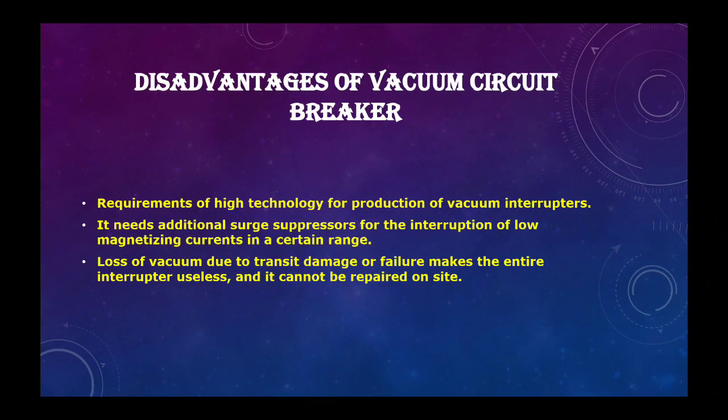Now, the disadvantages of a vacuum circuit breaker. It requires high technology for production of the vacuum interrupter. It needs an additional surge suppressor for the interruption of low magnetizing current in a certain range. And loss of vacuum due to transit damage or failure makes the entire interrupter useless, and it cannot be repaired on site, because if the contacts are damaged, then it cannot be operated. So these are the disadvantages of a vacuum circuit breaker.